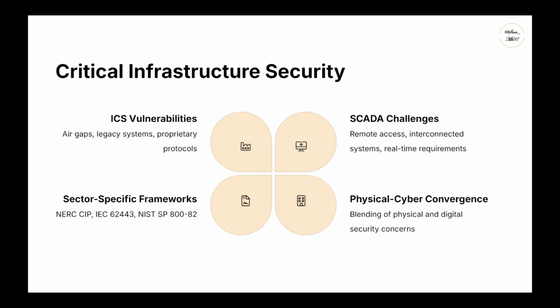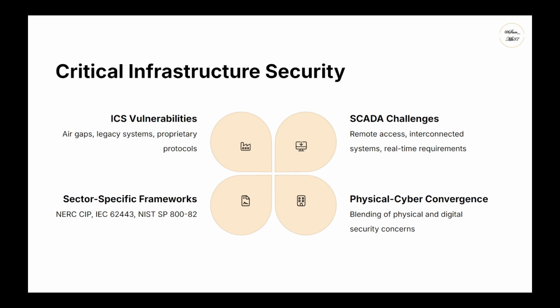SCADA systems, which control and monitor industrial processes remotely, face traditional risks from remote access, growing interconnectivity, and also the need for real-time operation. To address these risks, organizations rely on sector-specific frameworks like NERC CIP for the energy sector, IEC 62443 for industrial automation, and NIST SP 800-82 for general ICS security guidance.